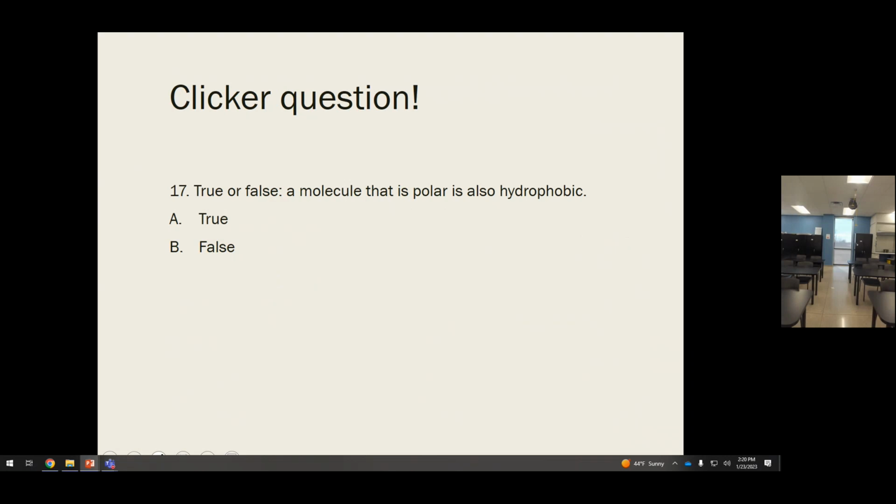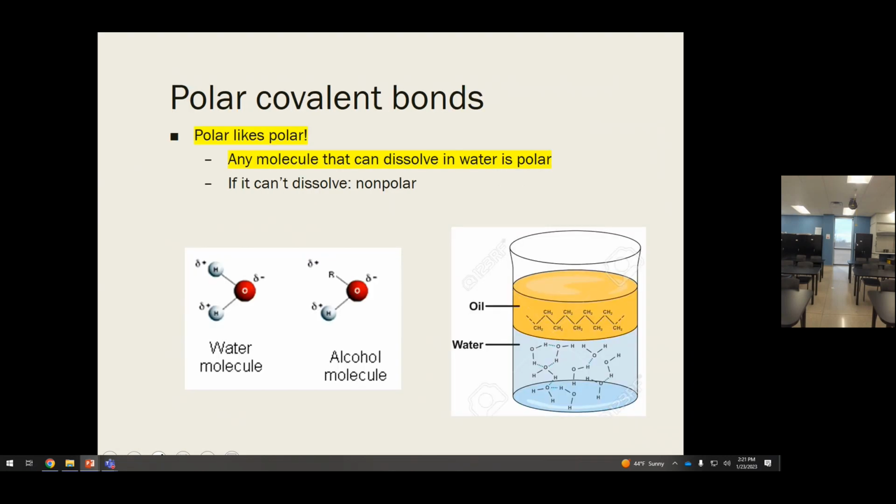Here is clicker question number 17. The correct answer is B. Any molecule that can dissolve in water is polar because polar molecules like polar molecules. So over here we have water and alcohol, and you can see that those are polar molecules, so they will mix, and that is what allows us to have fantastic cocktails.